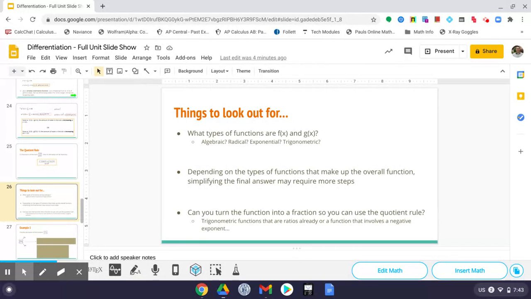Or maybe there's some type of negative exponent that allows you to turn that function into a fraction. Is it easier to use the quotient rule from there as opposed to maybe using the product rule or some other type of rule that we'll learn later down the road? Just things to look out for, and this is certainly a way to do that. All right, let's jump into an example and we'll go from there.